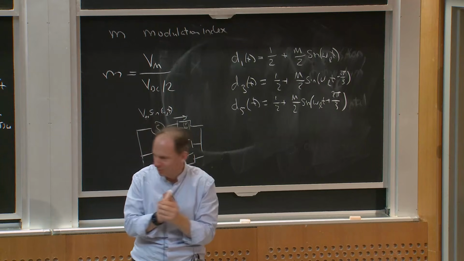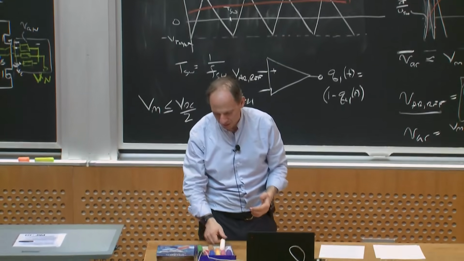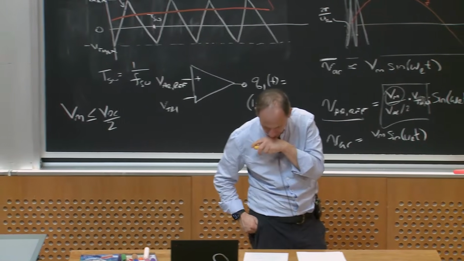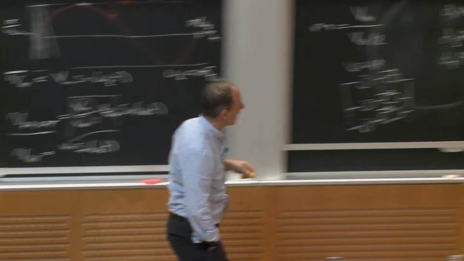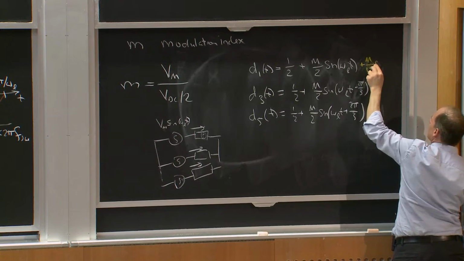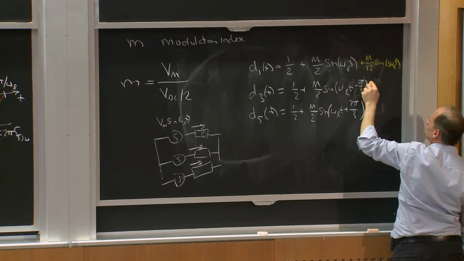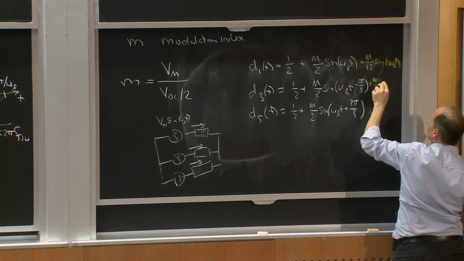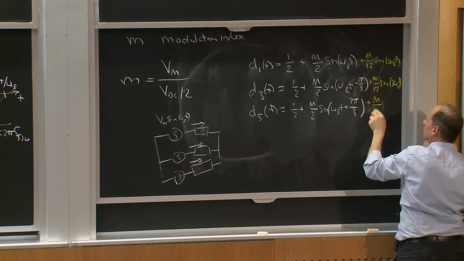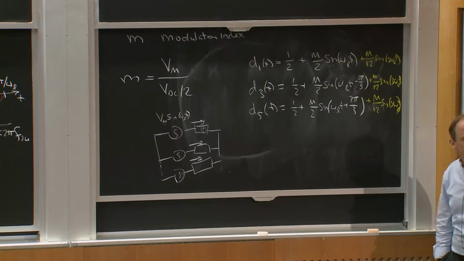So here's the trick people use. It's kind of a cool trick. There's different ways to implement this trick. So this isn't the way you have to do it, but suppose I did this. I could take and add m over 12 sine of 3 omega line t to each of these waveforms. Why would I do that?